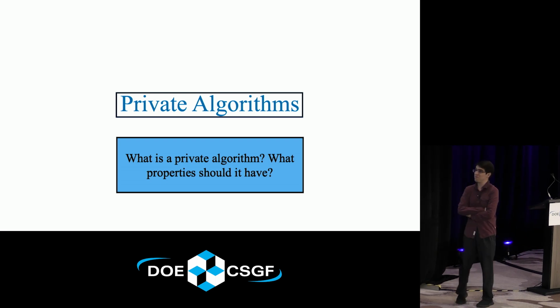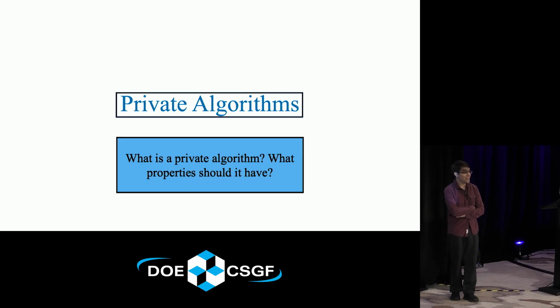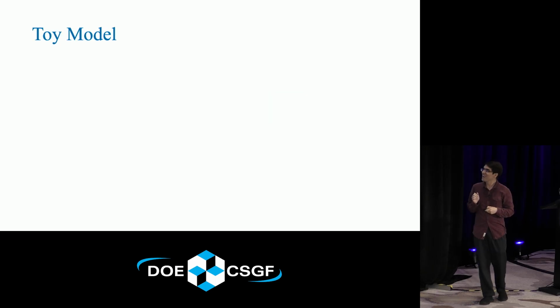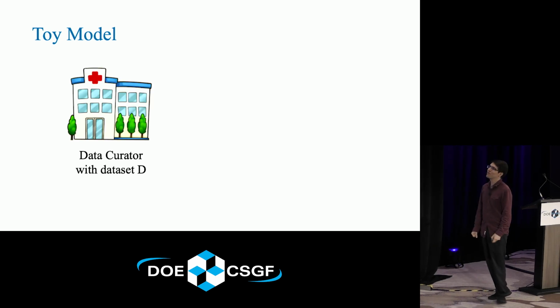I do want to take like 5 seconds here and just pose these questions of what is a private algorithm and what properties should it have. And I want to pause here because I'm part of a community of statisticians and theoretical computer scientists that have more or less agreed on a definition of what this means. And I'm going to give that definition to y'all. But afterwards, please tell me if this actually aligns with what you expect a quote-unquote private algorithm to be like. I am very curious.